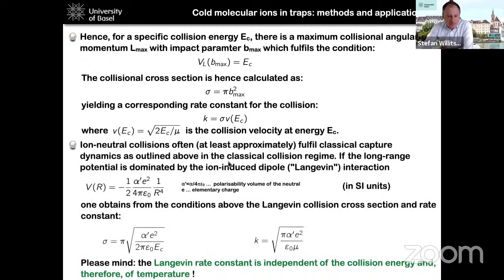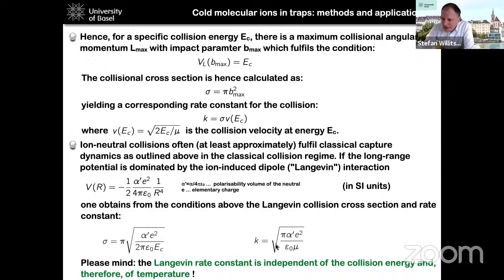So if now this long-range interaction potential is dominated by the Langevin interaction, meaning the ion-induced dipole interaction, and I give it again here, this time in SI units, then one can work out from this collision the cross-section and the rate constant for this specific potential. And one finds that the cross-section has this form and the rate constant has this particular form. And now let's just focus on the rate constant for a moment.